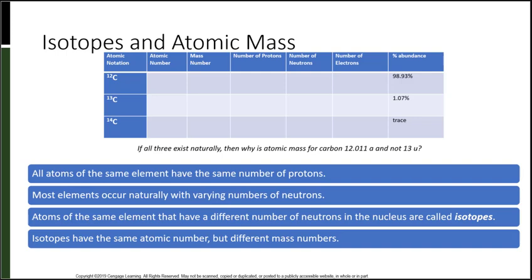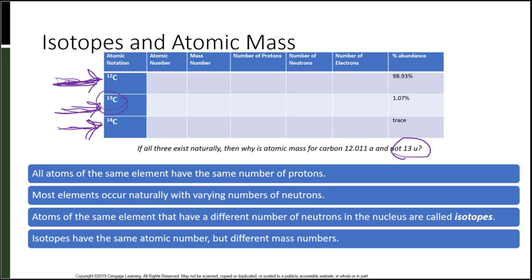Okay, let's look at this one. We have carbon 12, carbon 13, and carbon 14. If all three exist naturally, then why is the atomic mass for carbon on the periodic table 12.011 and not 13? If we said I've got carbon 12, carbon 13, carbon 14, let's find the average: 12 plus 13 plus 14 divided by 3, we would get 13, because that's right in between 12 and 14, right?